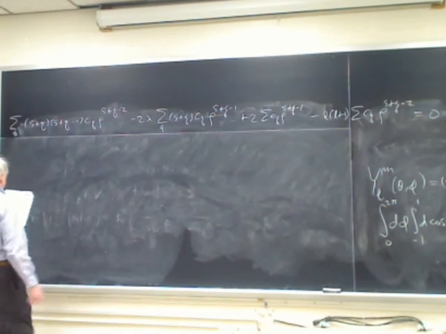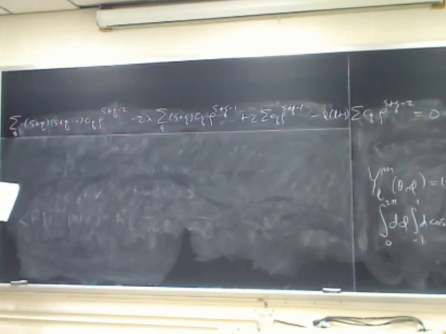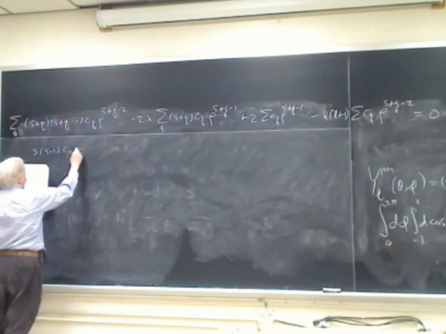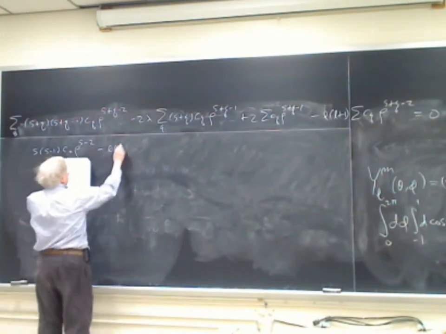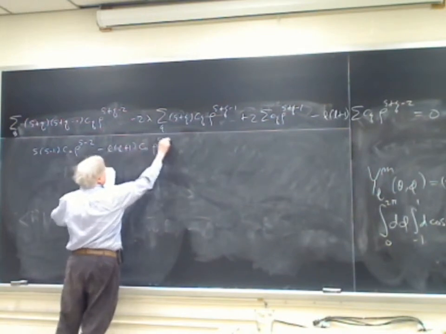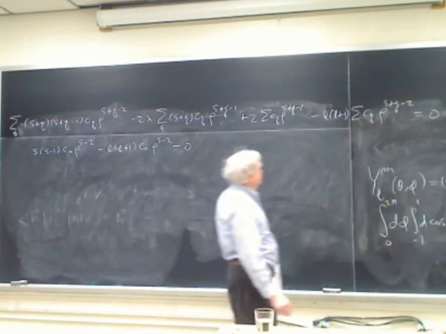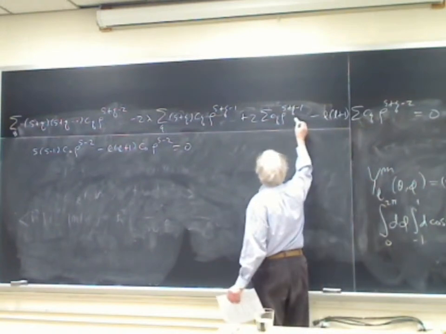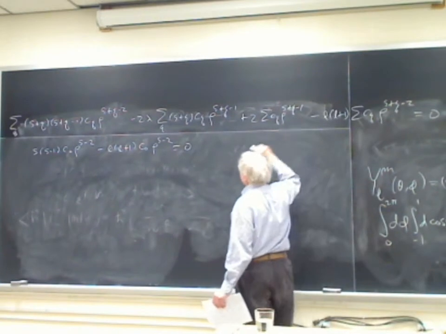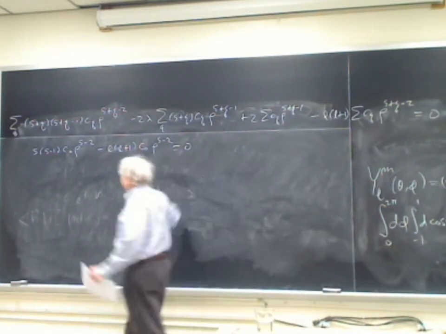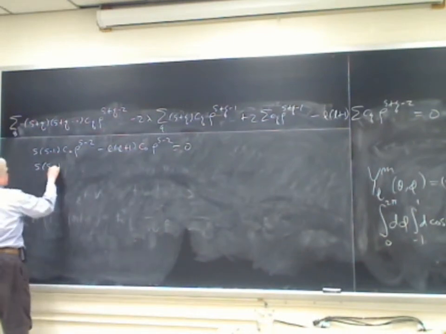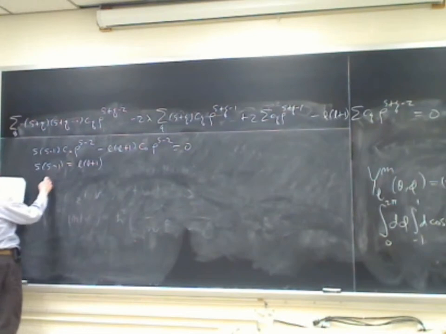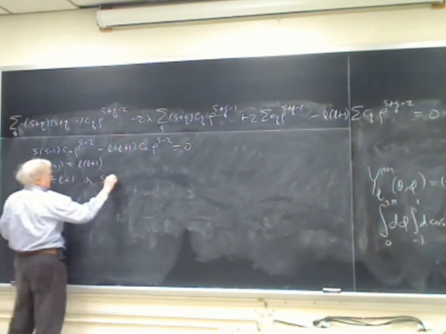And so the terms that dominate are the terms that have q equals 0, and so what we have then is s(s minus 1) c_0 rho to the s minus 2 minus L(L plus 1) c_0 rho to the s minus 2 equals 0. Those are the two dominant terms. If you set q equals 0 in the other terms, you only have rho to the s minus 1, which isn't as important. So these are the dominant terms. And this tells you then that s(s minus 1) equals L(L plus 1). Well, that's the equation that we obtained over there, and that tells us that s is equal to L plus 1, or s is equal to minus L.